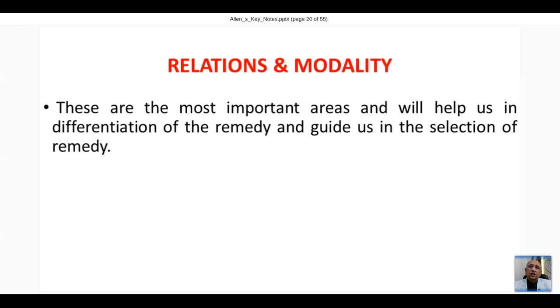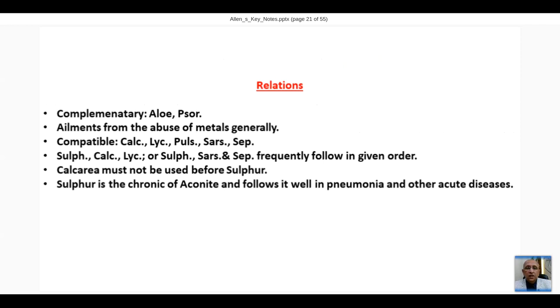So this was just an example of how to enter into the keynotes, how to find out the keynotes and understand the keynotes. Is it okay for you? So that we can go ahead with the example. First, we'll see the relations of sulfur which he has mentioned over there. There are two relations which he has mentioned. The complementary is alloys and sorainum, elements from the abuse of metals generally.